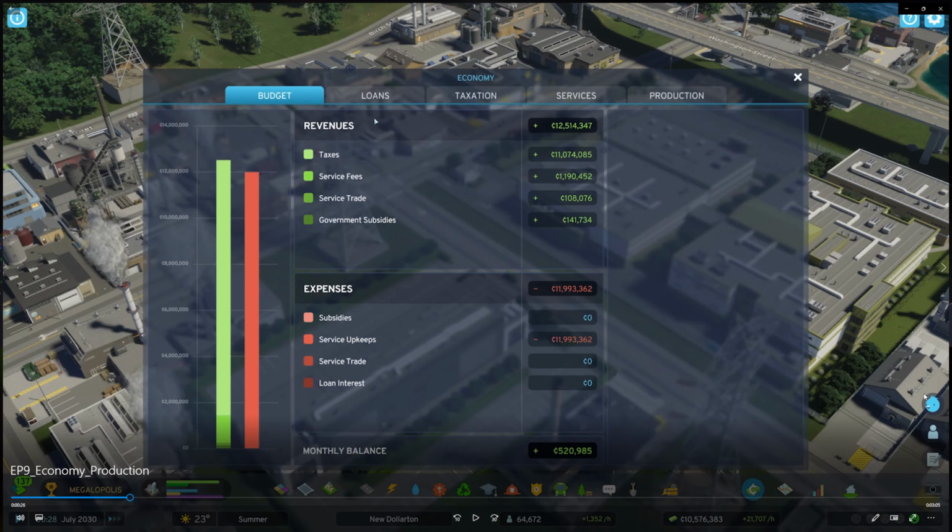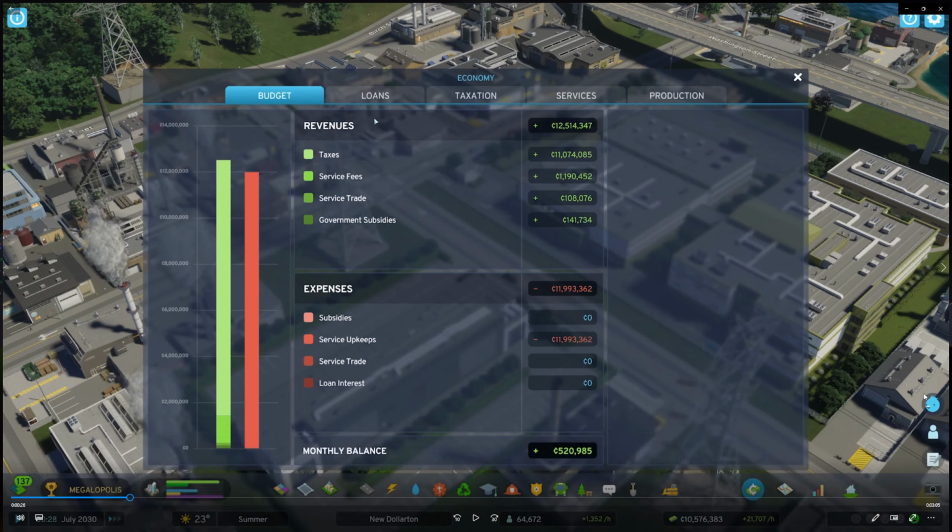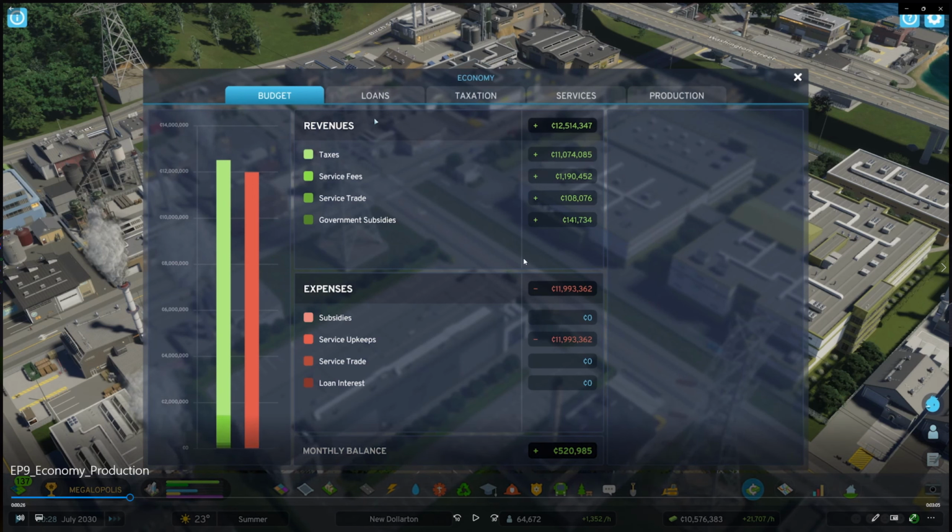Then we have the budget tab over there. And what you can see in there is that you have taxes, services, service trade, government subsidies, and that's for expenses actually, service upkeeps, service trade, loan interest, and the monthly balance. And on the left side here, you have just a quick glance, so you can see if you're getting more money or spending more money. It's just a nice way to have a graph about that.